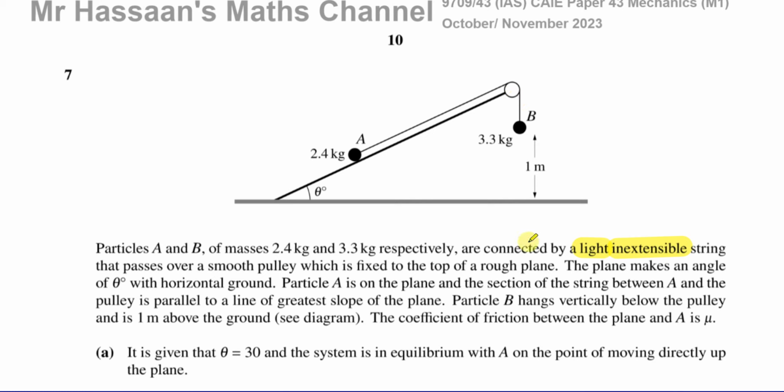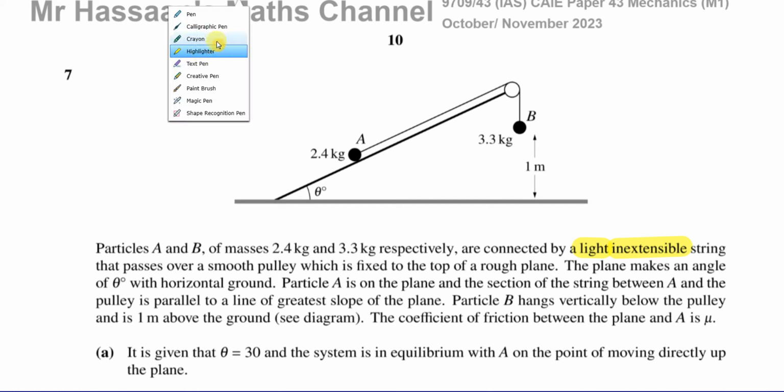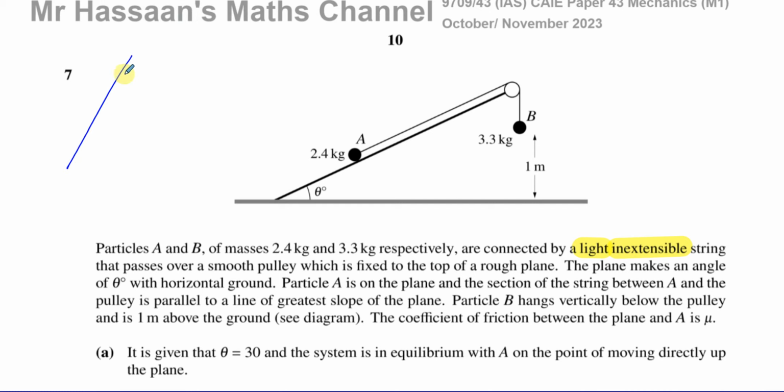Particle A is on the plane, which is fixed to the top of a rough plane. Rough means there's going to be friction between A and the plane. The section of the string between A and the pulley is parallel to the line of greatest slope. Now, some people don't understand what that means and get confused by it. You don't really need to know, but just imagine we have our ramp slope that we're looking at from an angle, and this is like the particle. The string is basically not at an angle. It's basically straight up, parallel to the line of greatest slope of the plane.